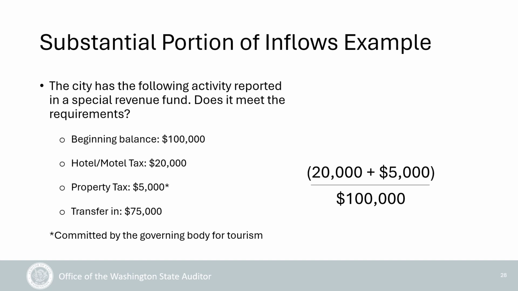Does that meet the substantial portion of inflows criteria? That is more than 20%, so this fund can be reported as a special revenue fund. Now, what if there was less than 20% in restricted or committed resources? Then the tourism activity could just be rolled up into the general fund for financial reporting.